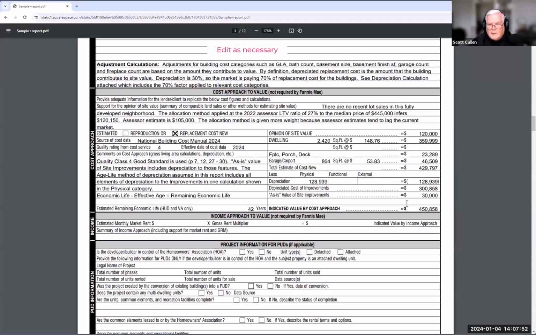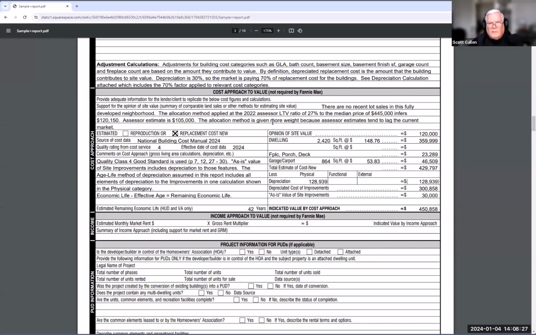So notice this, that 300,000 is 70% of 430. So there's the total estimate of cost new, 430. 300,000 is 70%. And then if you look down here at remaining economic life, 42 years is 70% of 60, right? 60 times 0.7 is 42 years. So this is all putting together a pretty tight story for the reviewer to see how we're doing things.